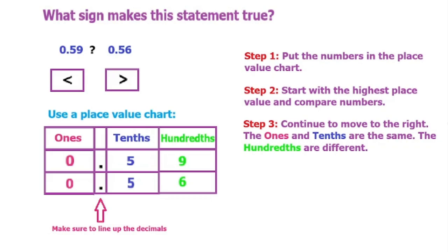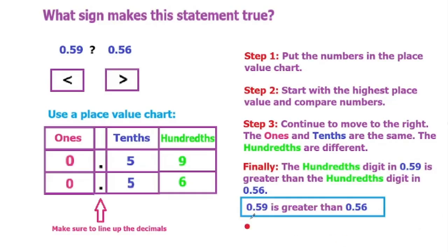Finally, we can see that the hundredths digit in 0.59 is greater than the hundredths digit in 0.56 because 9 is bigger than 6. 0.59 is greater than 0.56. So this is the answer. 0.59, and we use the greater than sign, is greater than 0.56.